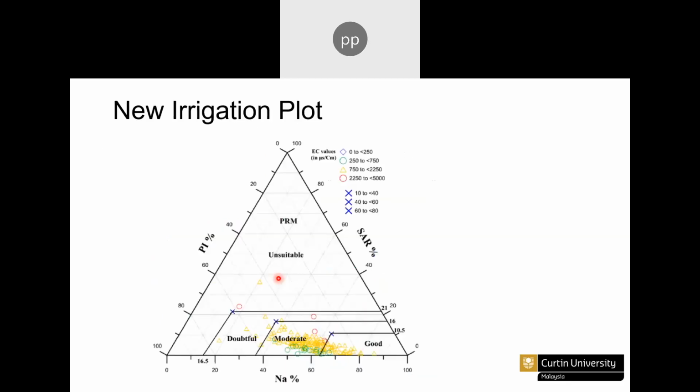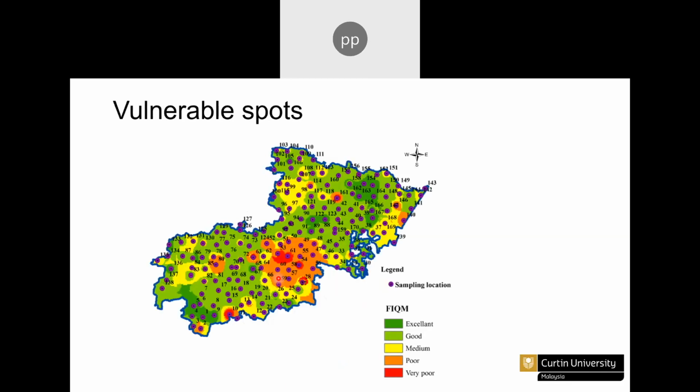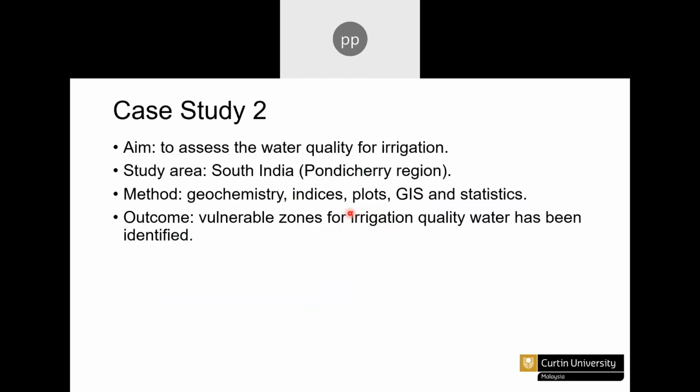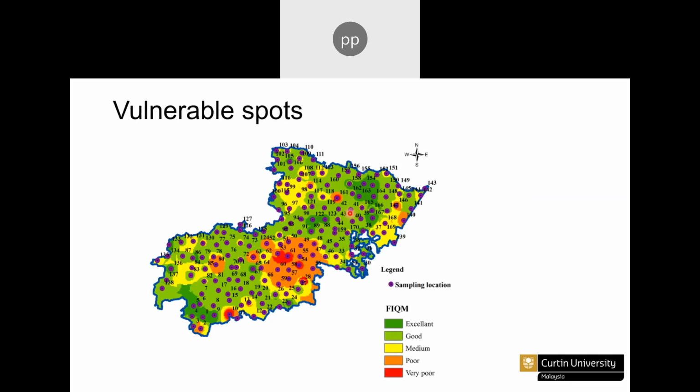So after they get all the values, they try to produce a spatial map. In the spatial map, you can clearly see the vulnerable zones. As you can see, these are the different classifications: excellent, good, medium, poor, and very poor. This is the alarming area, which is not suitable for irrigation, but the rest of the area is in moderate to good condition for irrigation. Okay, and this is the outcome of the first case study.